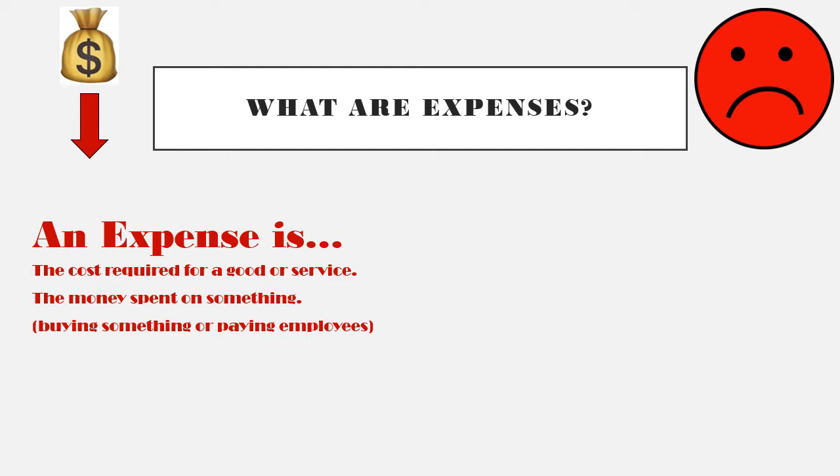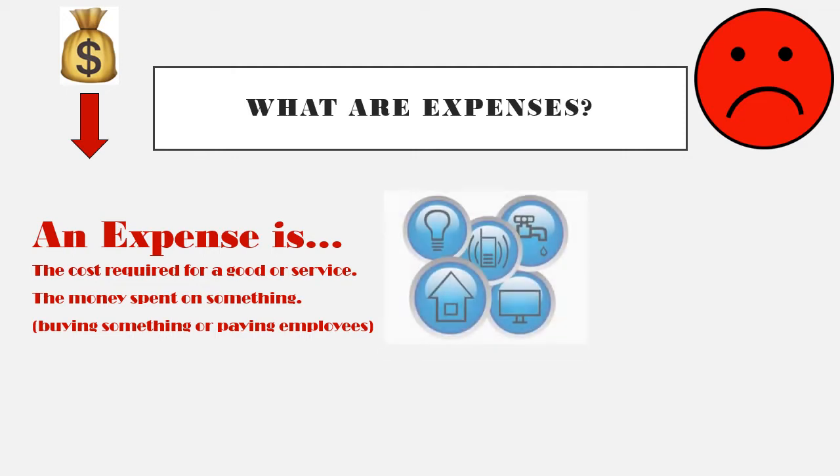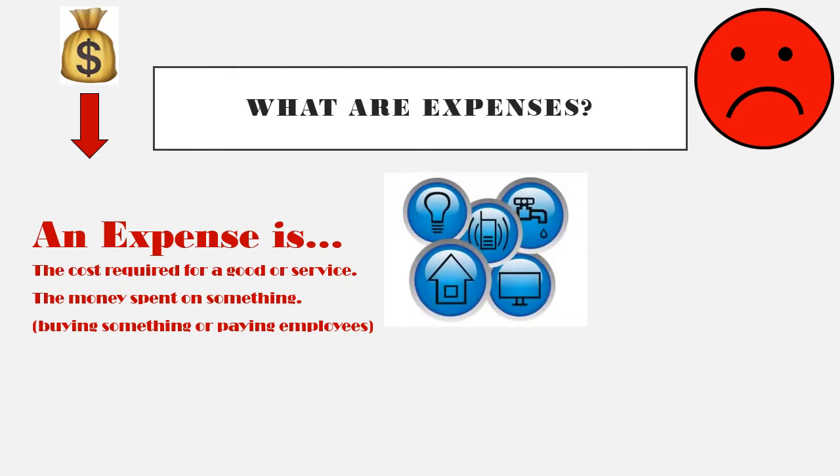On the other hand, we have to talk about expenses. Now, if income is a positive, an increase in money in your account, an expense is when you have to pay for something. It's the cost required for a good or service and the money you spend. This might be utilities, like paying your phone bill or your cable bill or electricity or water. These are all expenses that your parents have to pay every single month so that you can have these things. Rent.